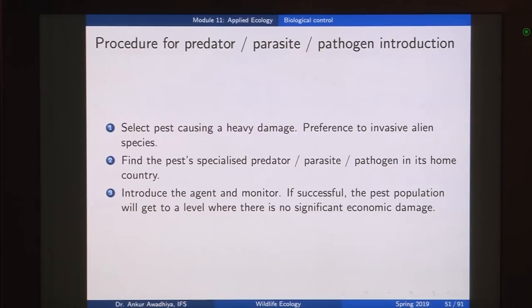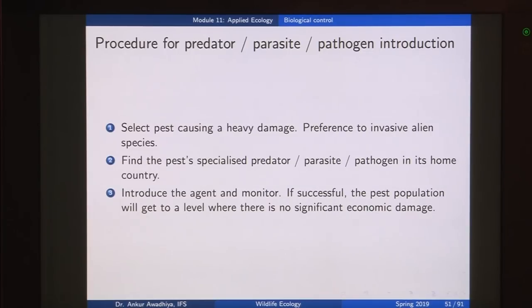Now, why do you give a preference to the invasive alien species? Because if your species is invasive, that means that it has a very large amount of spread, it is out-competing all the natural vegetation or your native organisms, and so it is a big problem. So, you give preference to an invasive species. You also give preference to alien species.